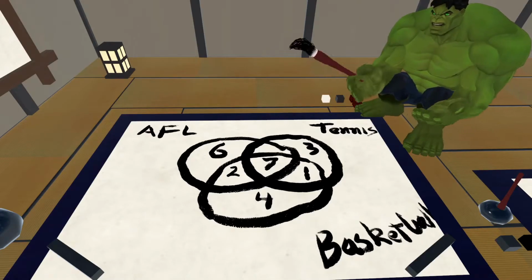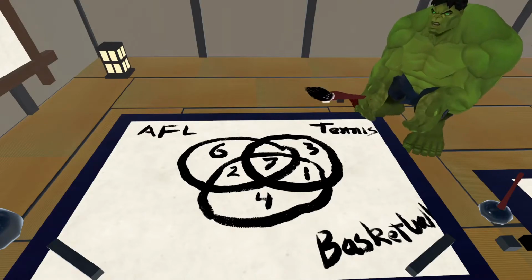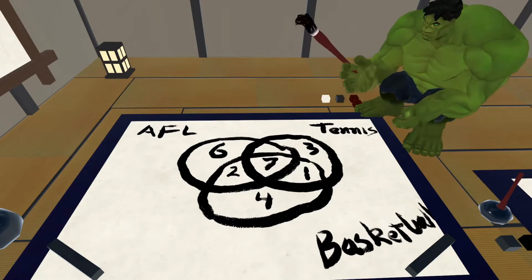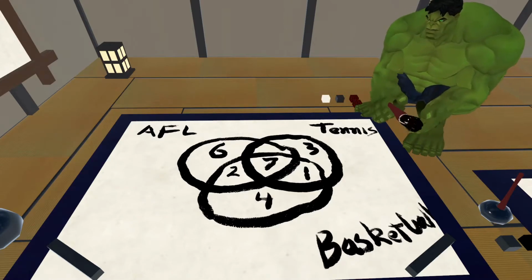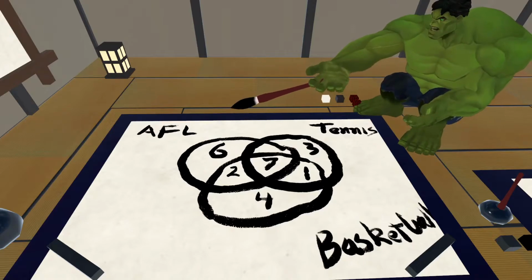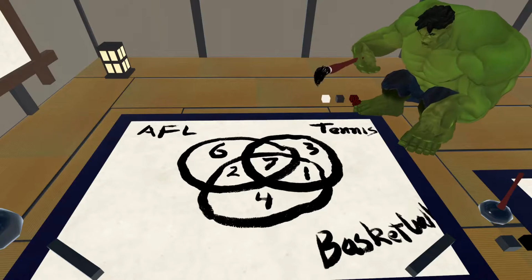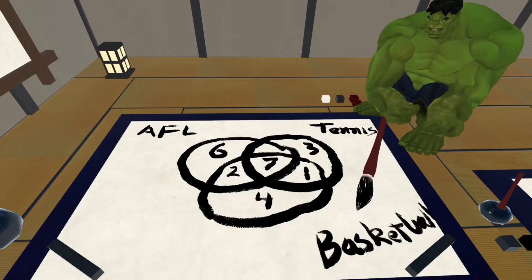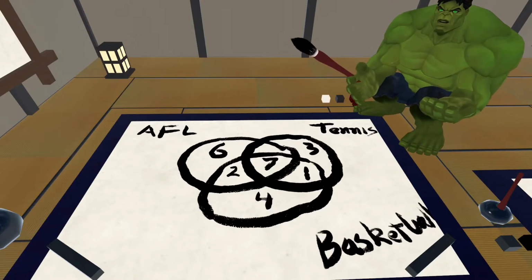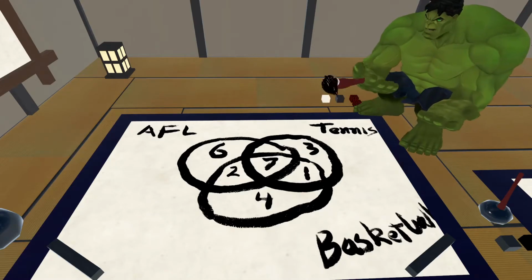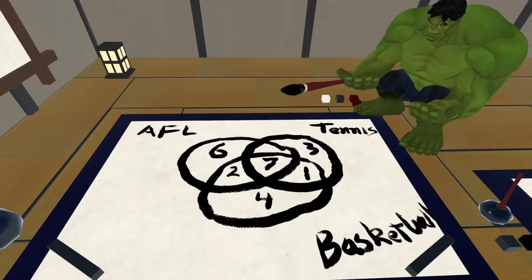So I've been practicing some of my calligraphy skills with our Japanese style paintbrush. We have here 3 circles. The circle over here represents football, AFL. The circle over here is tennis, and the circle down the bottom is basketball. So we can see how many people like each sport.